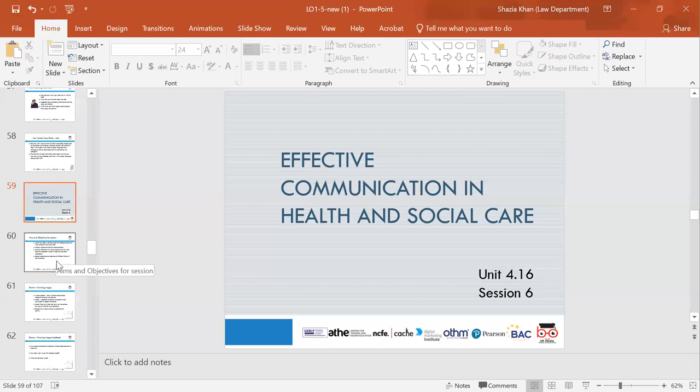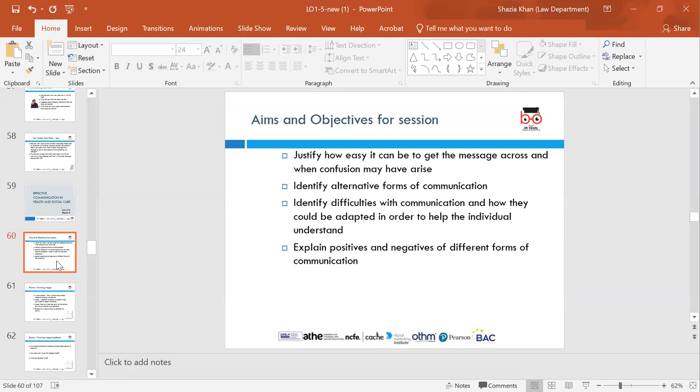So now we're going on to session 6, and we're looking at effective communication in health and social care. The aims of the session are to justify how easy it can be to get the message across and when confusion may arise. We're looking at identifying alternative forms of communication. We're also looking at identifying difficulties with communication and how they could be adapted in order to help the individual understand. We'll also look at explaining positives and negatives of different forms of communication.